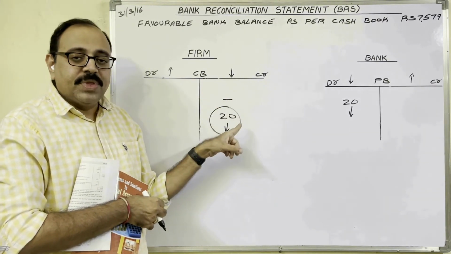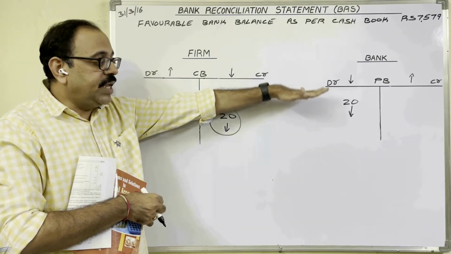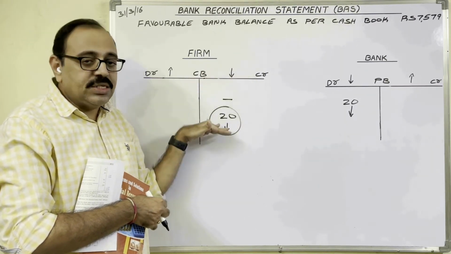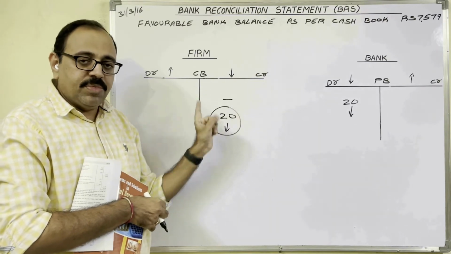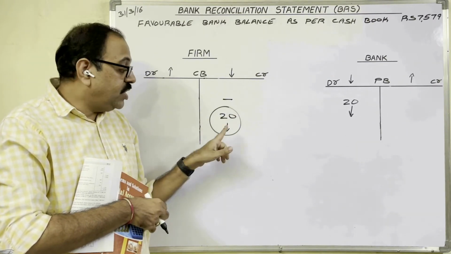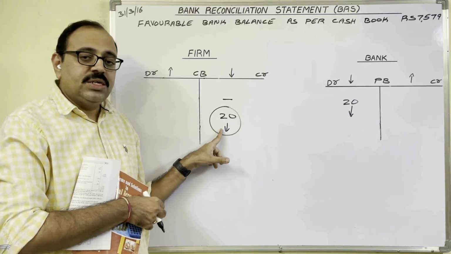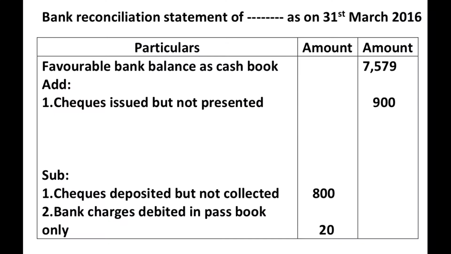Now both are the same. As per the passbook there is a decrease in bank balance. As per the cash book also there is a decrease in bank balance. Amounts are the same, 20 rupees, 20 rupees. Now this is our answer. Our answer is coming as decrease, means we have to subtract. Under subtractions, second point, bank charges debited in passbook only, in inner column, 20 rupees.